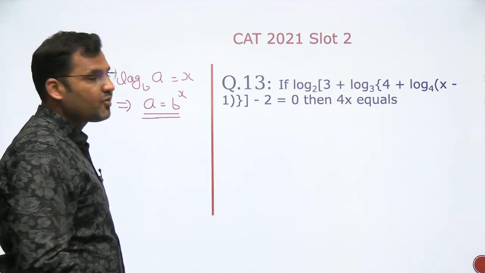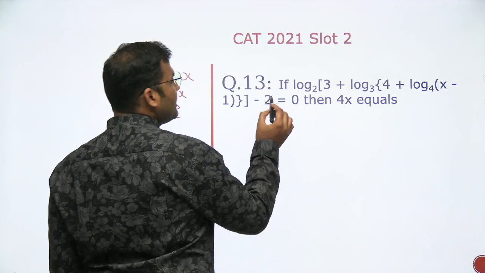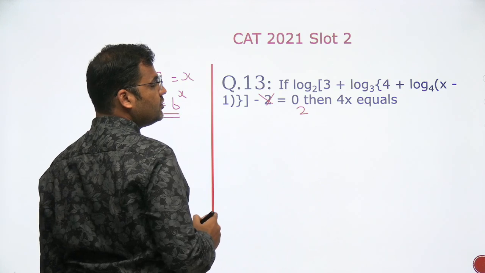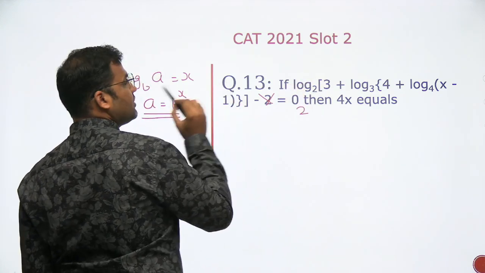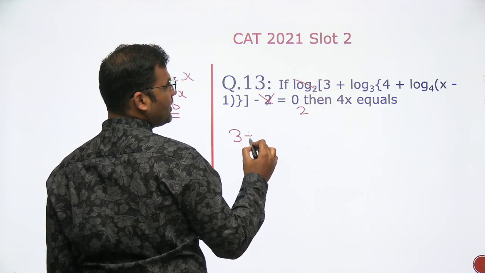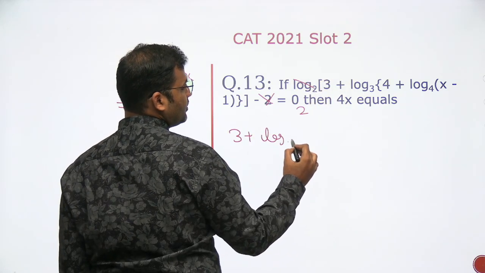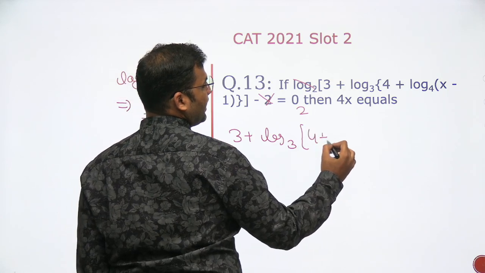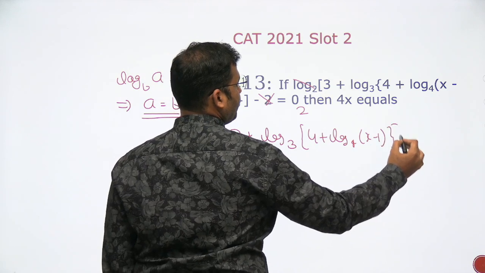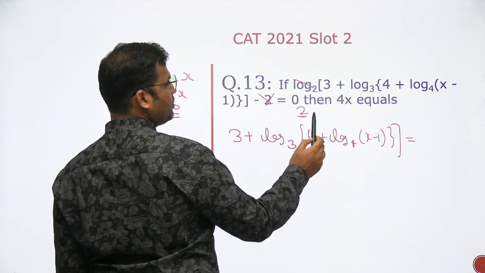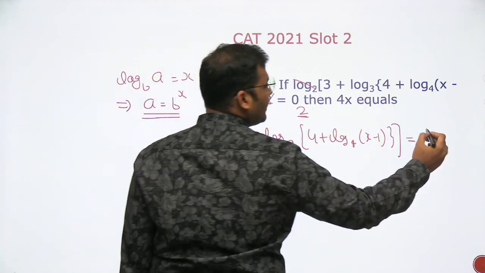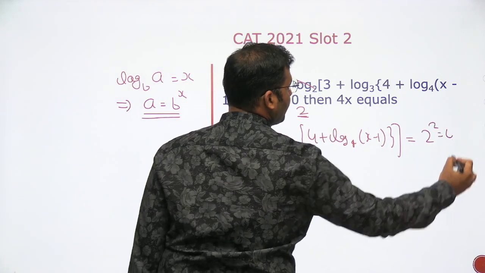And this is the definition you have to apply in this question to answer it. First, you will take this minus 2 to the right hand side. This will become 2. Now apply this rule. This log 2 on the right hand side becomes 2 power 2. So finally I'll be having 3 plus log to the base 3, 4 plus log to the base 4 of x minus 1 will be equal to 2, and this base 2 will be taken on the right hand side. Apply this formula, 2 power 2 becomes 4, right?